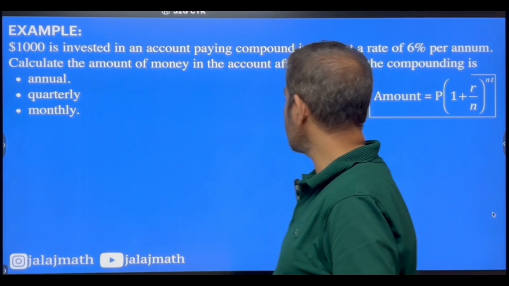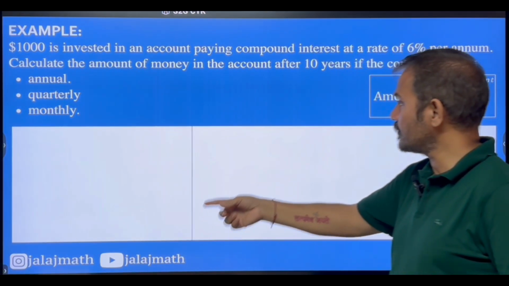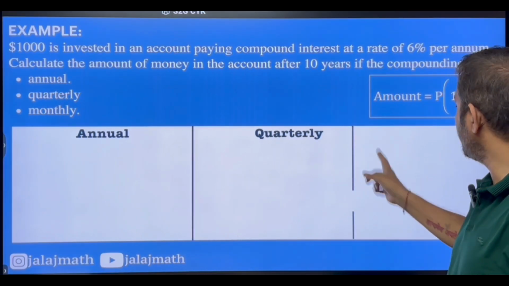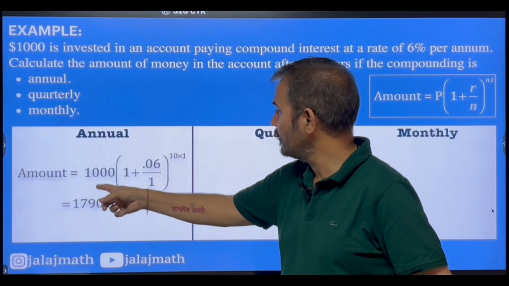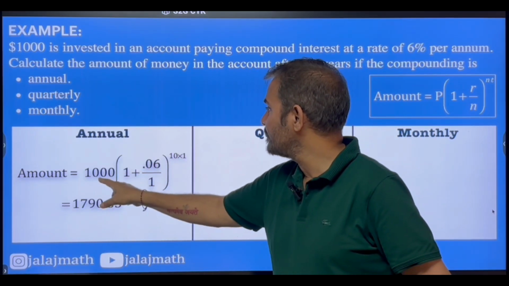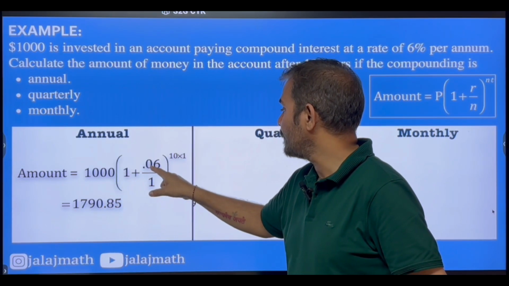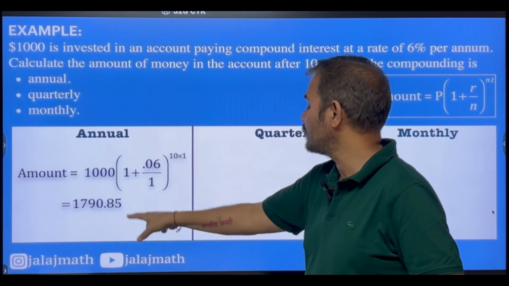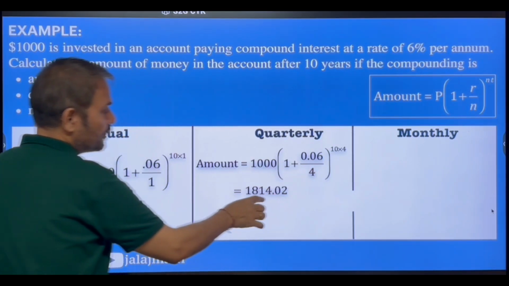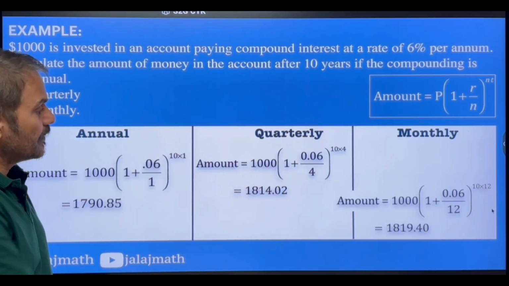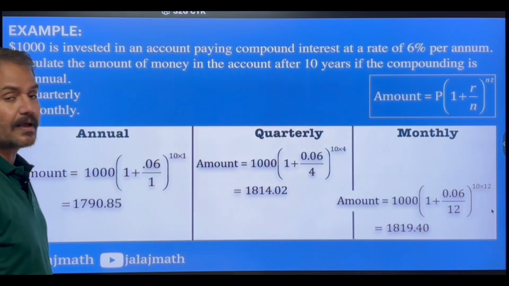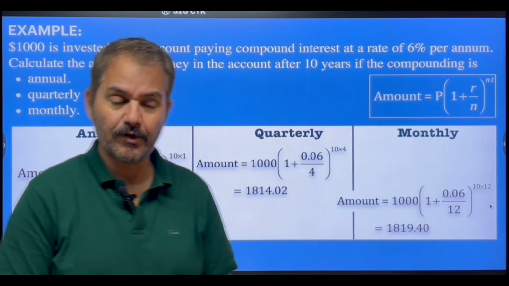And how will this look? This is how it looks when you do it annually, quarterly, or monthly. For annual, we use this formula. T remains 10, P remains 1000, R remains 0.06. In the first case, N is 1, so this is your answer. When it is quarterly, N is 4, this is your answer. And when it is monthly, N becomes 12, and this is your answer, right? So that's how we can calculate with the help of a formula.